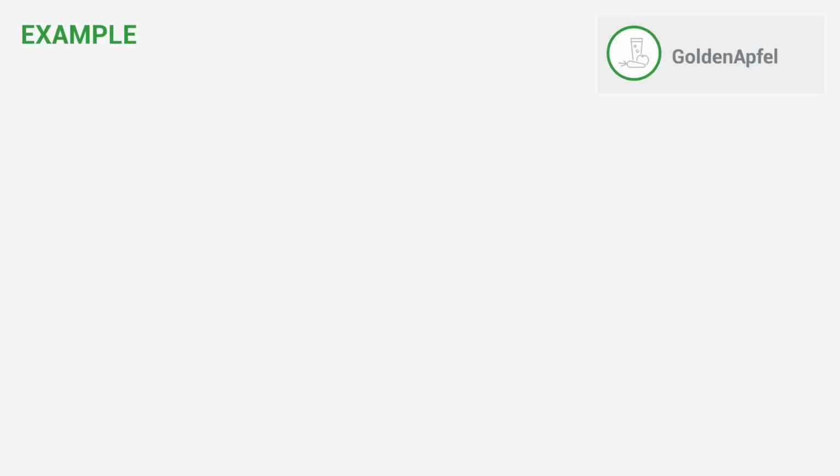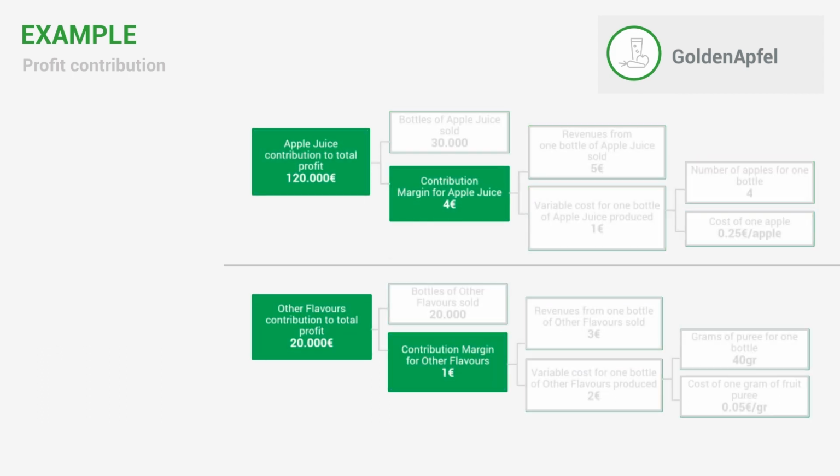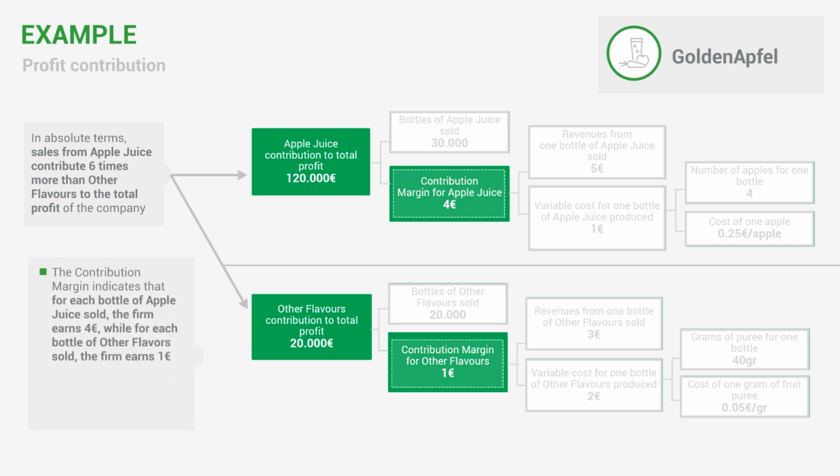Additionally, we can calculate the different contributions of each product, that is, of the apple juice and the juice of other flavors. The contribution margin for apple juice is calculated by subtracting the variable cost for producing one bottle of apple juice from the revenue derived from selling one bottle of the same juice. The contribution margin for apple juice can then be multiplied by the number of bottles sold to give us the contribution of apple juice to the total profit. The same is also done for the juice of other flavors. The contribution margins show that for each bottle of apple juice sold, the company earns 4 euros, whilst for each bottle of another flavor sold, the company earns 1 euro.